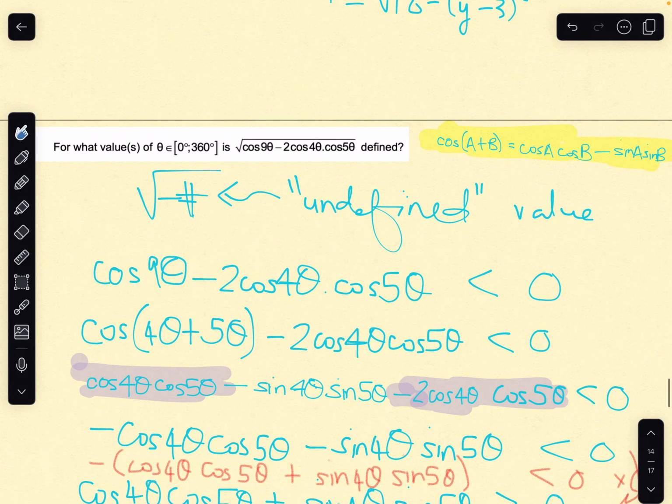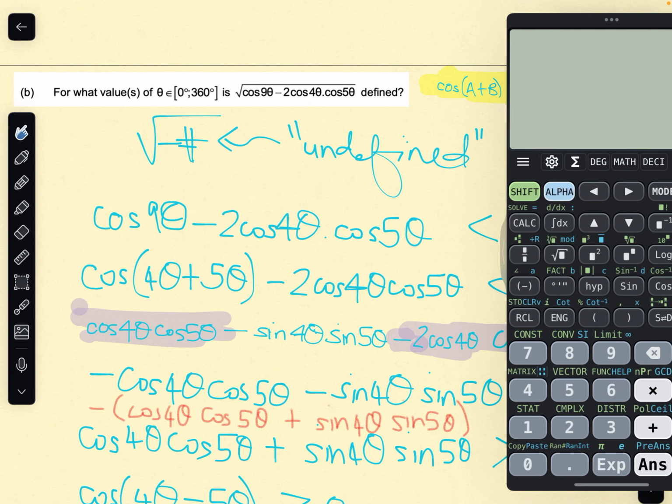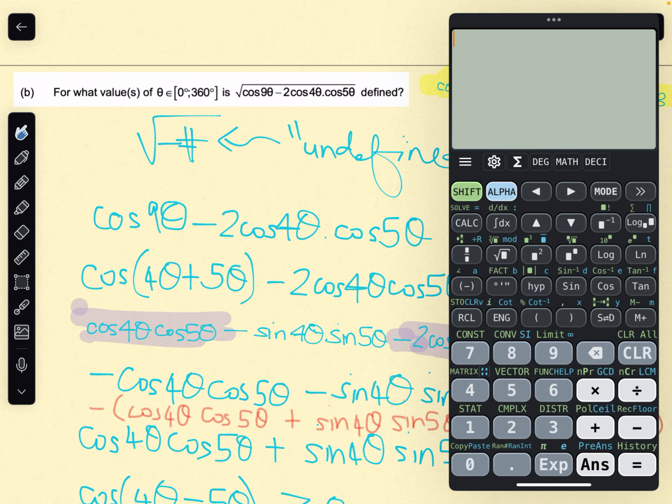And this is where double checking also helps, because if I had just tested my answer and said, okay, let's just test the number 10, an angle with size 10, so that would be cos 90 minus 2 cos 40 cos 50, and we would get a non-real number. You see the little i over there, that tells me that this is a complex number.